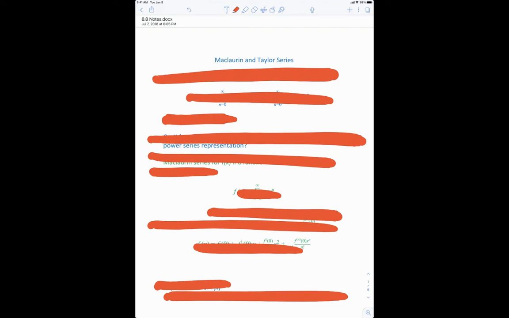All right, hello everyone. Next to the last lesson in the regular textbook here. So far in this chapter we've been talking about power series and taking a function and writing it as a power series. That's what we did last section, but we kind of got a little convoluted. So today's lesson is how do we write a function as a power series?